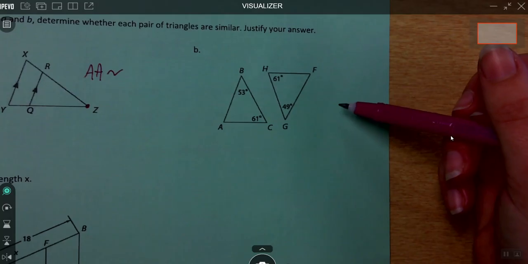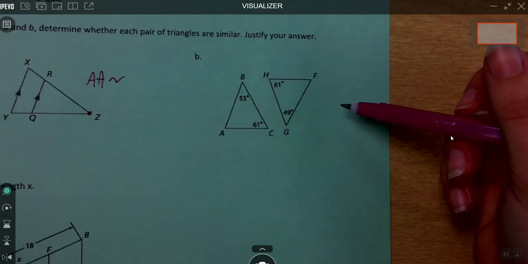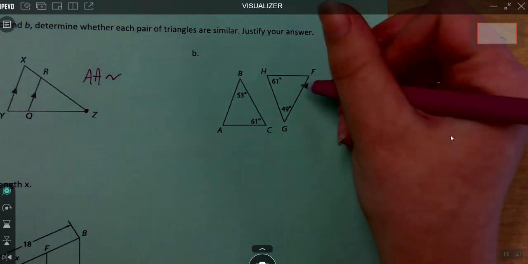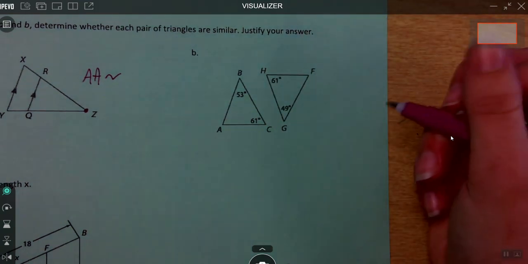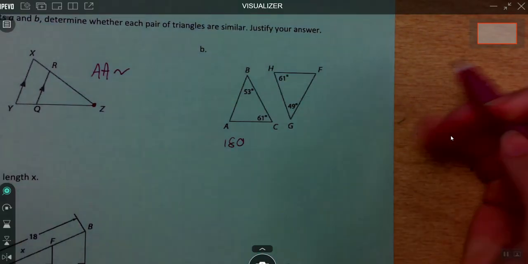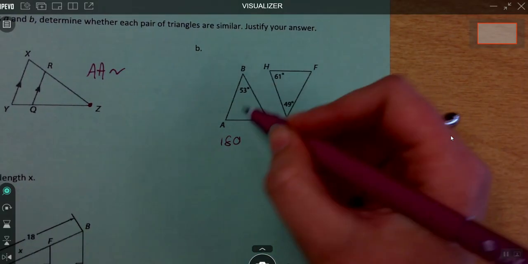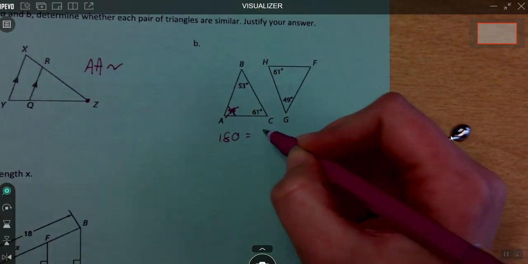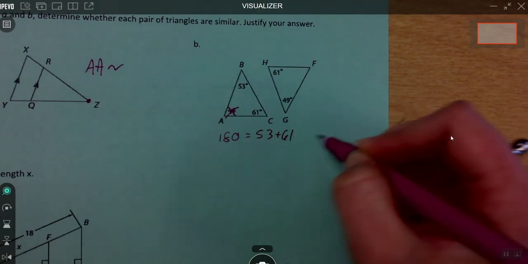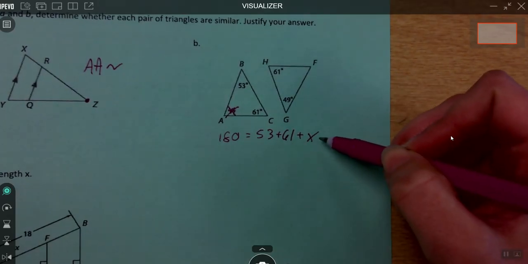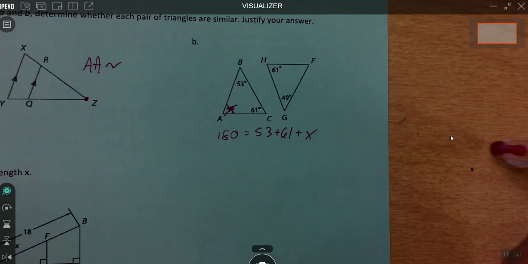Sunny, can you tell me why? So these all have to add up to what? Yep, 180. So when I did the math, this was not 49. It's not 49 when we add these all up. So 53 plus 61 plus, we'll call that x because I have x there. That x was not 41. So we did not have angle-angle similarity on that one.